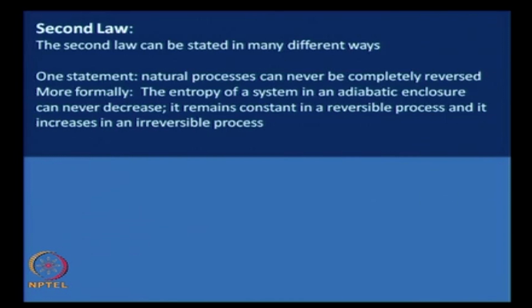Now let us look at the second law. The second law can be stated in many different ways, and one of the statements is as follows: natural processes can never be completely reversed. More formally, the entropy of a system in an adiabatic enclosure can never decrease. It remains constant in a reversible process and it increases in an irreversible process. That is another formal way of stating it.